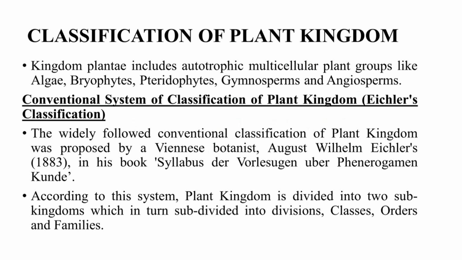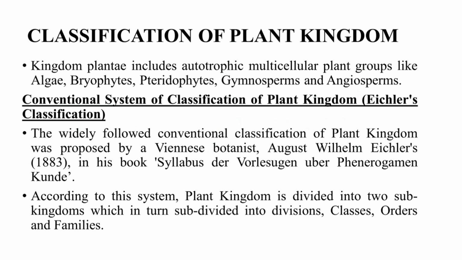Autotrophic means they can prepare their own food. Then multicellular plant groups. Plants are multicellular organisms. Plants have many cells in their bodies, and under the plant kingdom, algae, bryophyta, pteridophyta, gymnosperms and angiosperms are present.